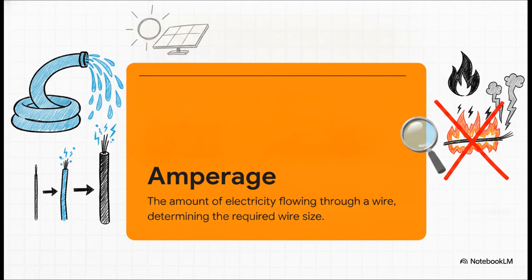Next, we have amperage. If voltage is the pressure, amperage is the actual amount of water flowing, which directly tells you how thick your garden hose needs to be. The amperage rating is incredibly important. Why? Because it dictates the required size of your wire. If you try to push a massive amount of amps through a wire that is just way too small, all that energy simply can't fit, so it converts into extreme heat. And honestly, that is exactly how electrical fires start.